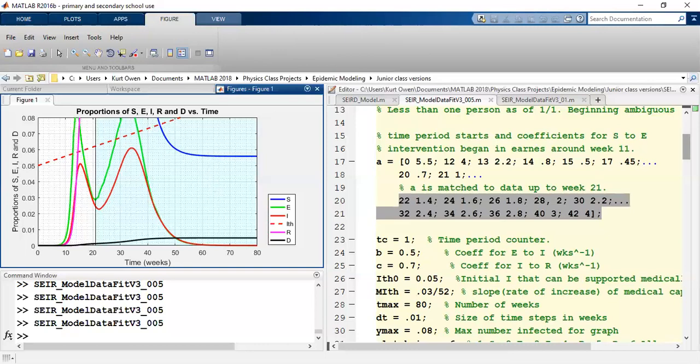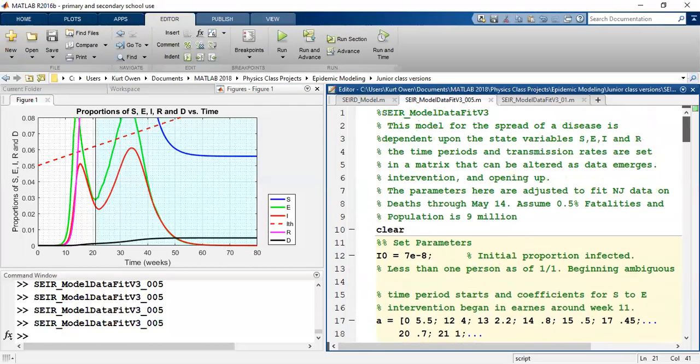The last thing I want to go over in this video is I have two different models. Okay. You'll see this model is called the 005 model. That represents a death rate of 0.005. Okay, so this is assuming that 0.5% of people who get infected will die rather than recover. Okay, and when I say recover, I mean become immune.